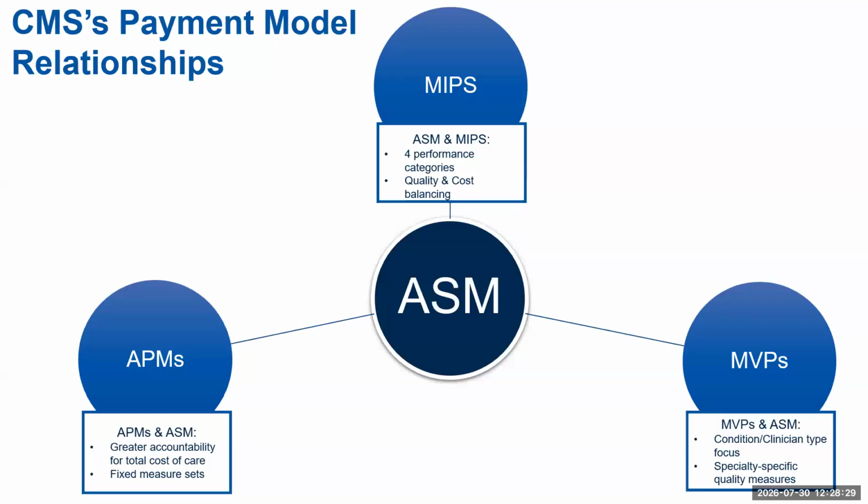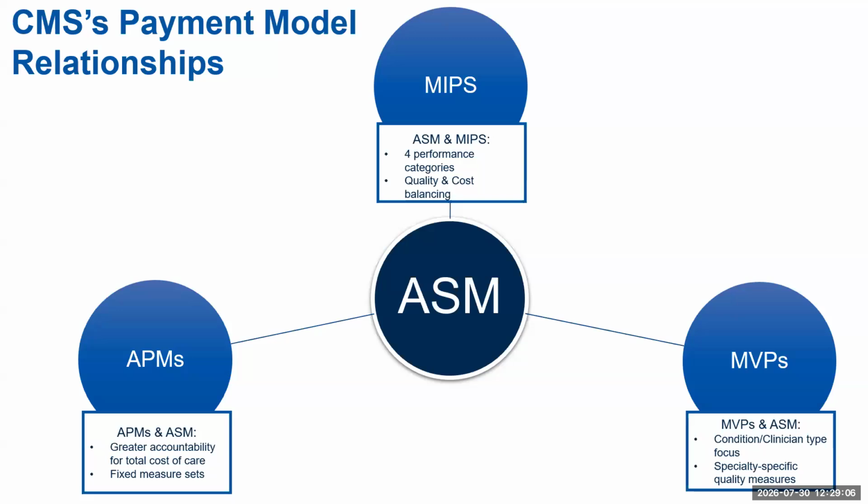With MIPS value pathways, again, we're starting to see with ASM, it narrows down into a clinician type, a specialty condition, an episode that it's built around. It's built around an episode-based cost measure. MVPs are set up in that same structure. This is just MVPs taken to a much more stringent standard. There are specialty-specific quality measure sets with MVPs, and again, we see the same for ASM. And then we look at the APM track of the quality payment program.